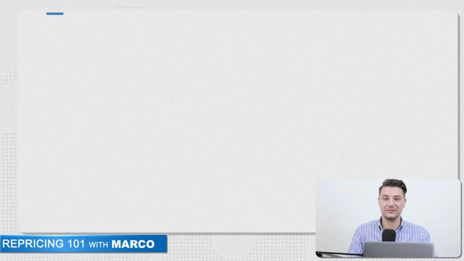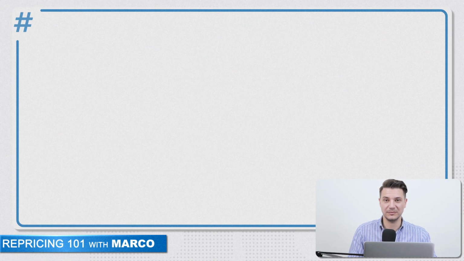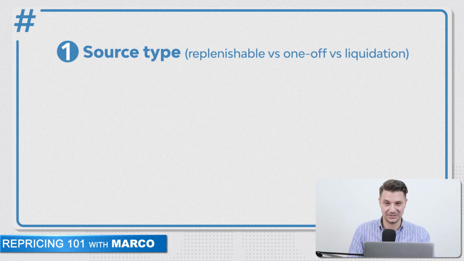There are several factors that you need to consider before deciding which ROI percentage to set. Let's go through some of these. The first one is very important: how you have sourced the product and how you can still source it, because you might have replenishable items, so you can constantly source them and you want stable sales and profit from them.